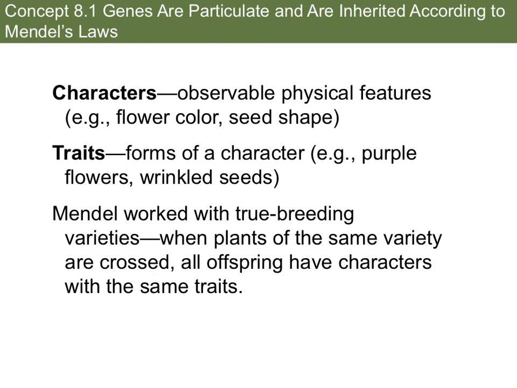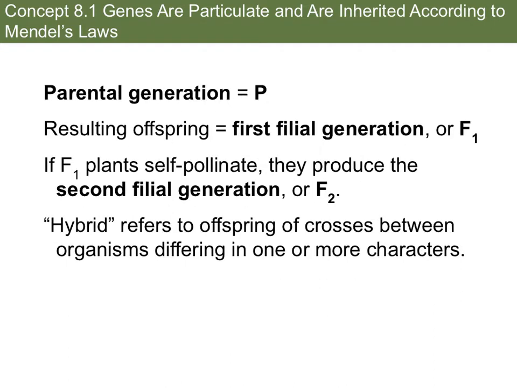And he noticed that they had different traits, and these are the forms of a character. So for flower color, they could be purple versus white. And for seed shape, they could be wrinkled versus smooth. Mendel worked with true breeding varieties, where plants of the same variety are crossed and all offspring have the same characteristics. They didn't have the terminology that we have today, but this is what led to that terminology.